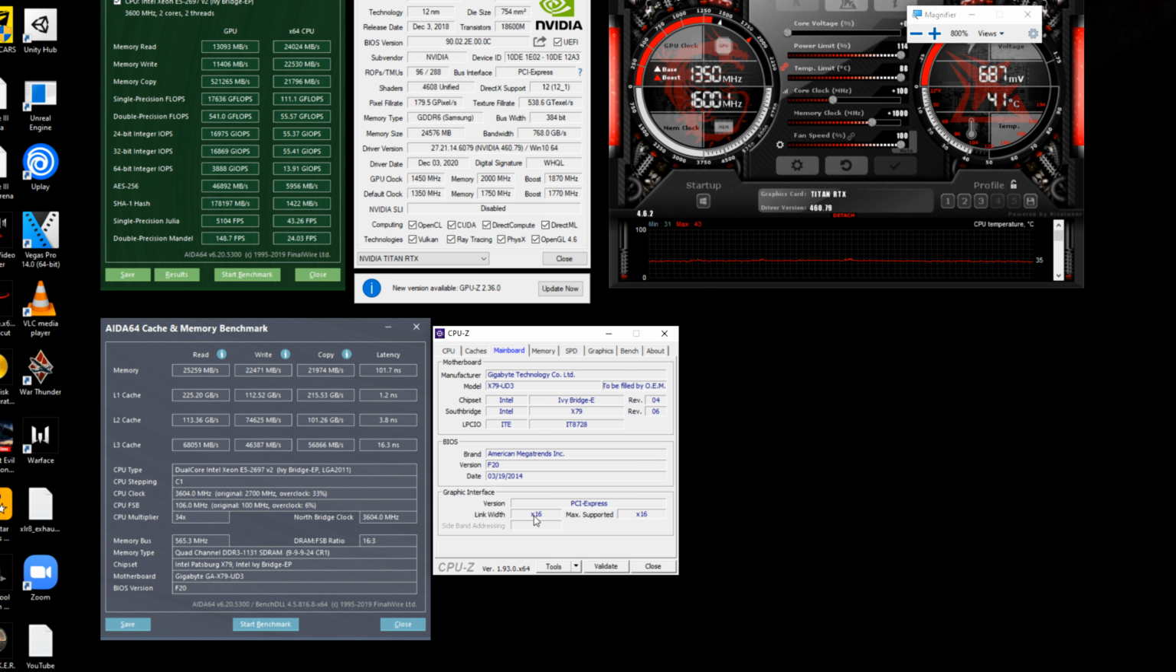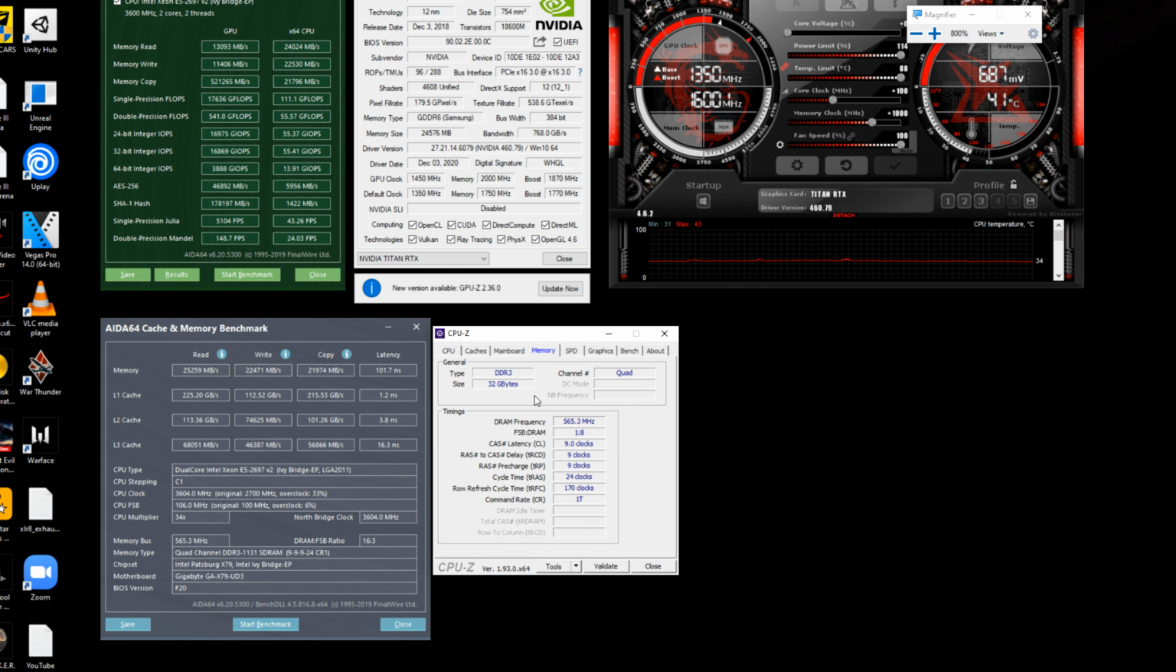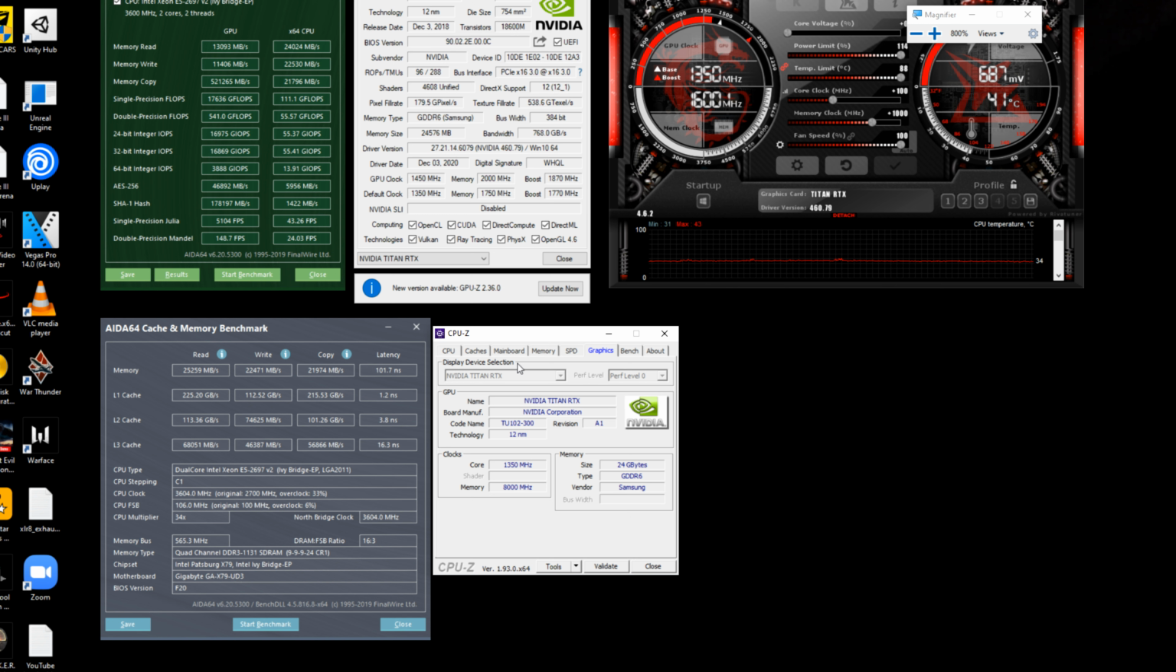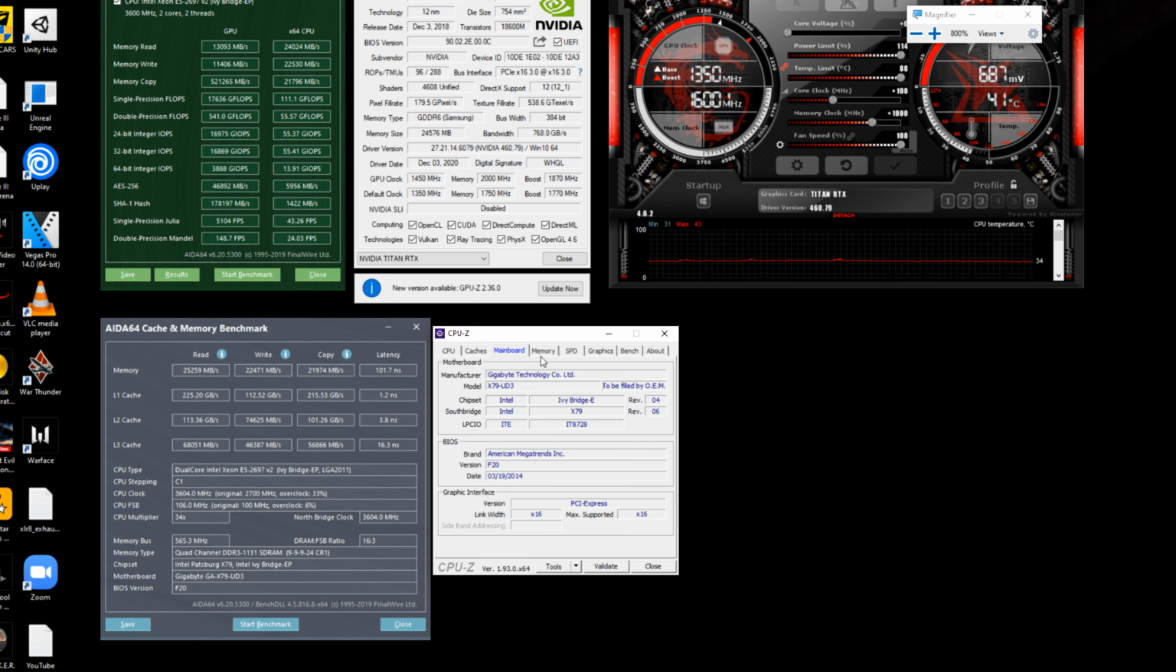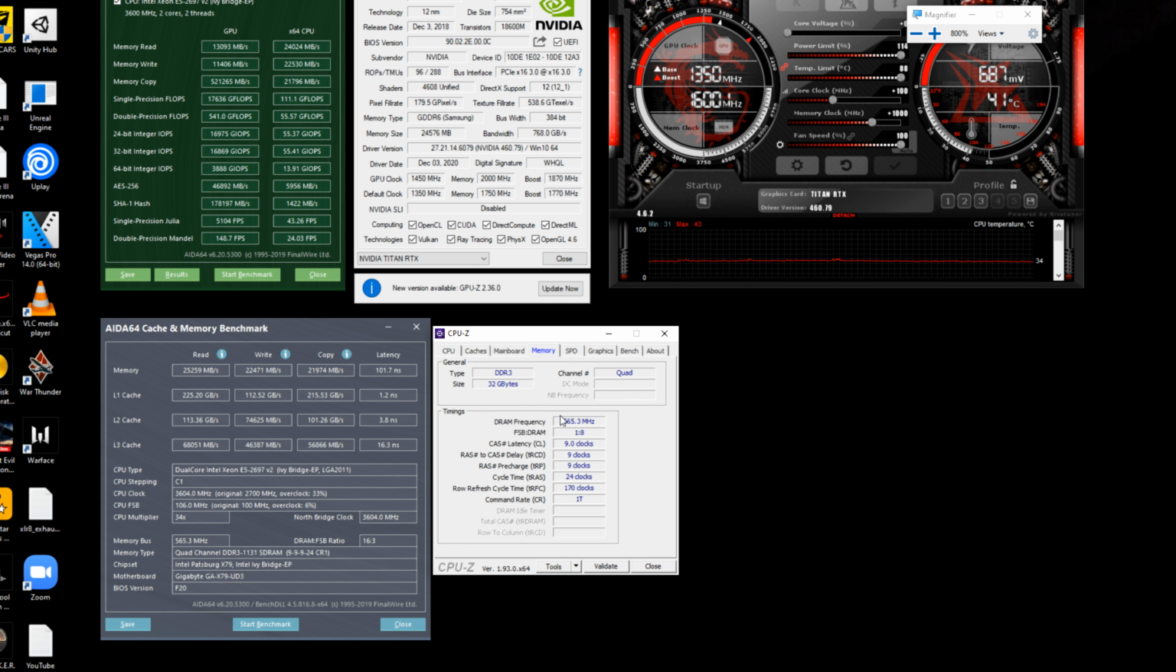Titan RTX was running 16 lanes on PCI Express version 3.0. Memory is quad channel, 4 sticks of 8 gigabytes. DDR3 is again 565 times 2, 1130 megahertz CL9, quad channel 256 bit, which is by the way, when I'm running 12 core 12 threads, as fast as DDR4 2133 megahertz CL14 on the i9 9900K overclocked at 5.3 gigahertz, guys. Keep that in mind. So this is quad channel, still not bad for DDR3.